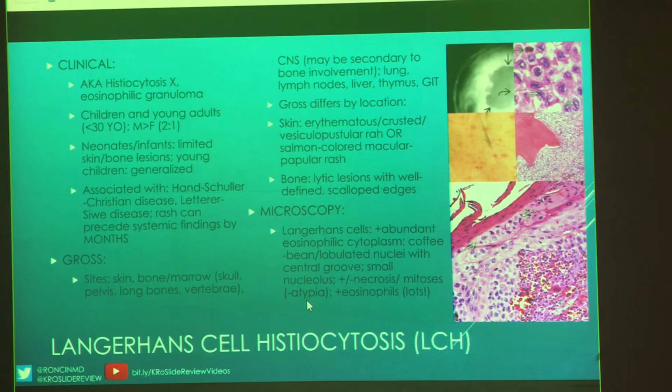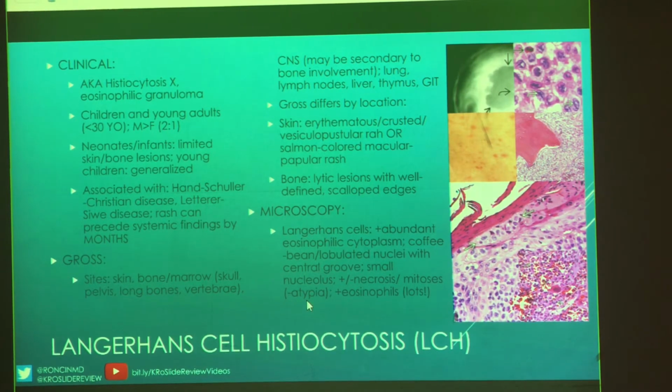So on the skin, which is what we're concerned with today, they'll be very erythematous, they may be crusted, or a vesiculopustular rash, sorry, that should say rash, or they can be those salmon-colored maculopapular rashes, okay? So these are all those trigger words that they love to teach about LCH and the associated rash. When we're looking at bone, they're often lytic lesions that are well defined with scalloped edges.